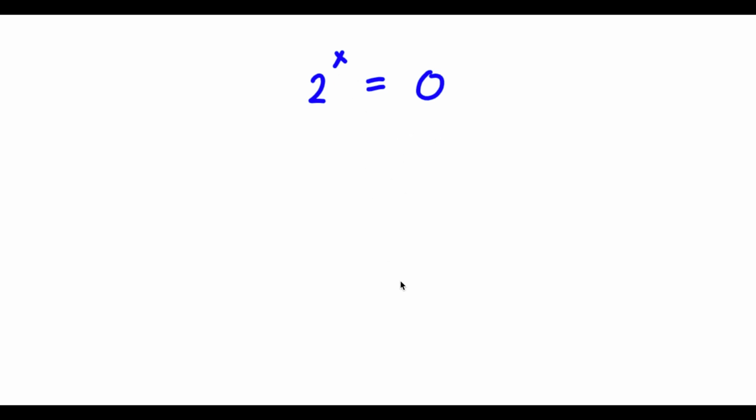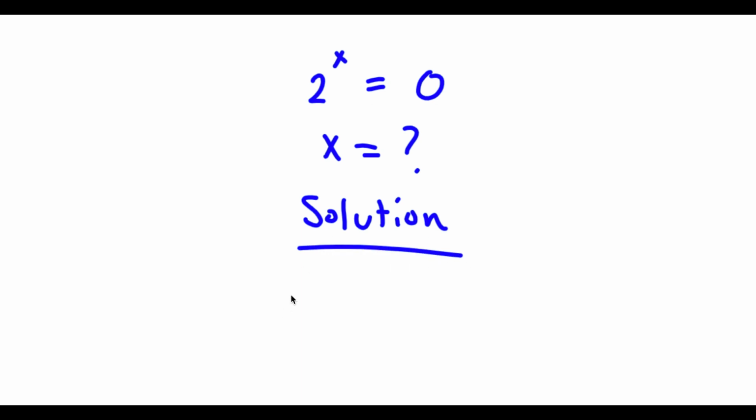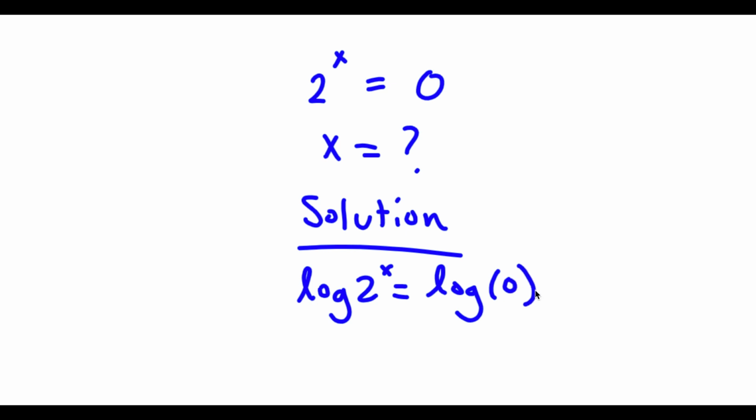Now, the first thing I'm going to do to solve this is I'm going to take the log on both sides because we're trying to find the value of x here. So if I take the log on both sides, I get log 2 to the power of x is equal to log of 0.